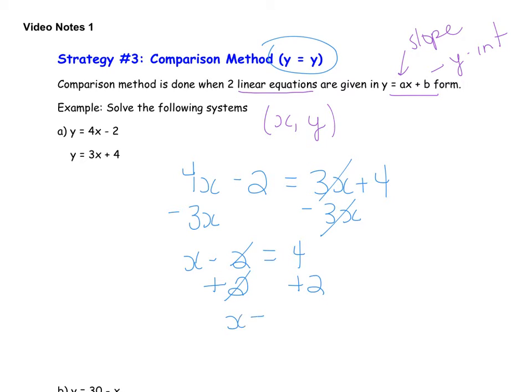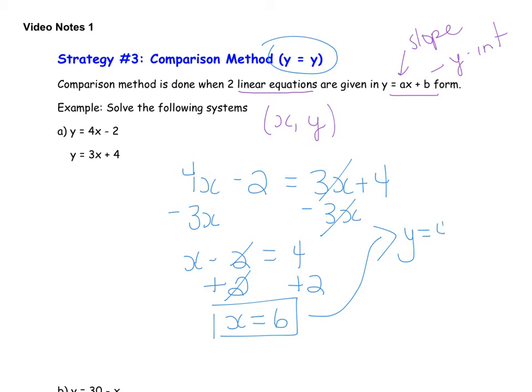So x is equal to 4 plus 2, which is 6. So we have our x-coordinate, and we're not done yet. We have the x, it's 6, but we need to find the y. So you pick any equation, it doesn't matter which one, and you will substitute the 6 in for the x. So we'll pick the first one.